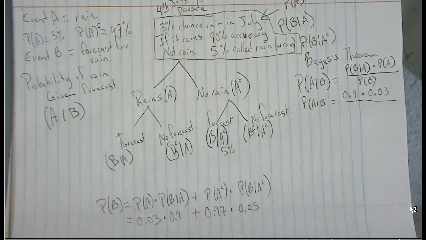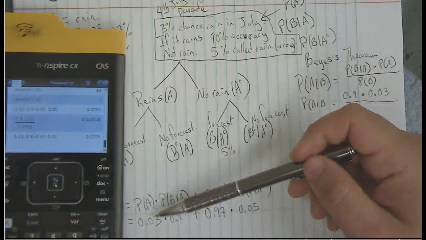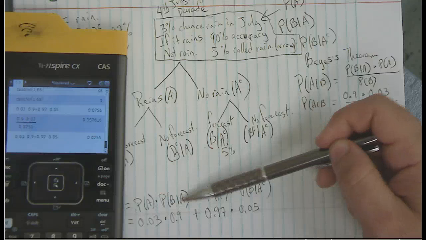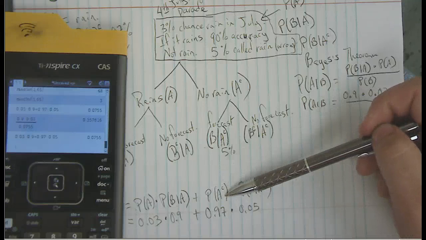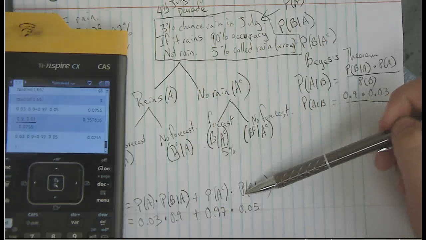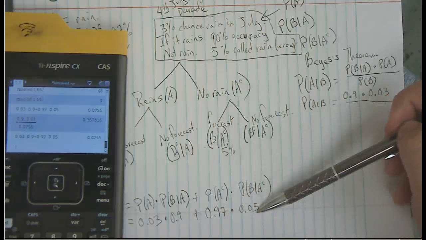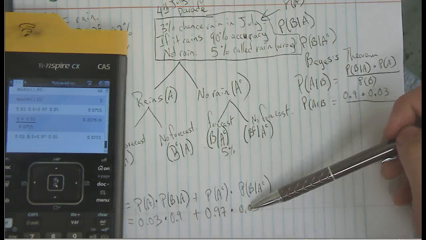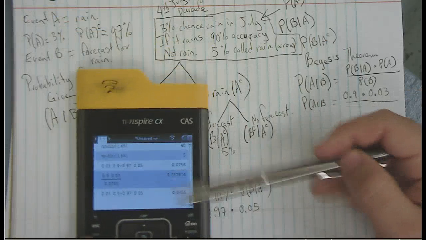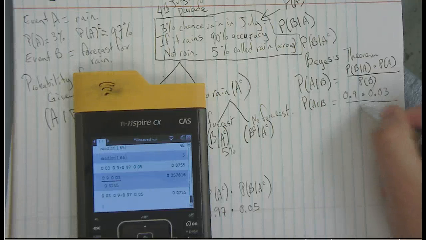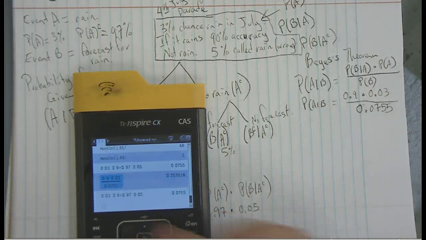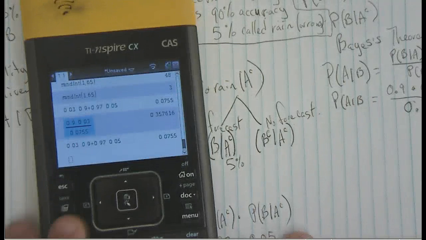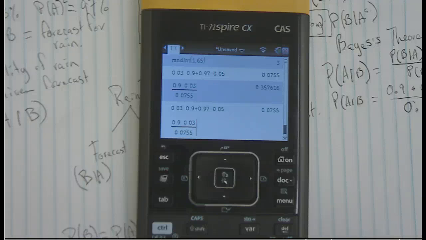So let me get my calculator here. Hold on just a second. So again, we have the probability of rain times the probability of a forecast that it was going to rain, and we add to it the probability that it didn't rain times the probability there was a forecast that it was going to rain, but it didn't. Okay? So when you plug all of that into the calculator, we get a number, 0.0755. And you can see that I'd already done this calculation, and I bring it down here.